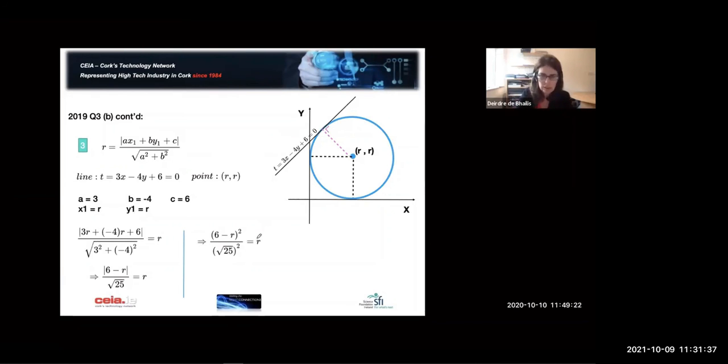Small glitch in the notes here again. I should have squared that side as well. And when I multiply out, I'm squaring the top. I'm bringing the 25 up to here to get this.